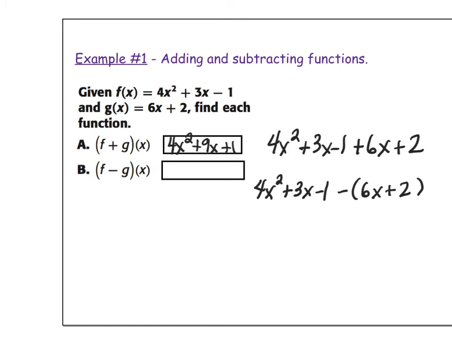Now you can distribute that negative between both of these terms, and then combine like terms. So it's really simple. I'm going to copy down this function and distribute the negative, so it's negative 6x minus 2. Then you combine like terms, and I'll let you just do that and figure out how I got these answers. I think it's pretty self-explanatory. Okay, that's the first example. Pretty easy. This is adding and subtracting functions.